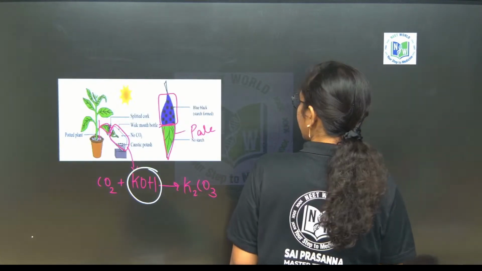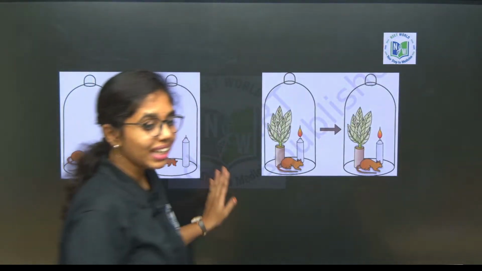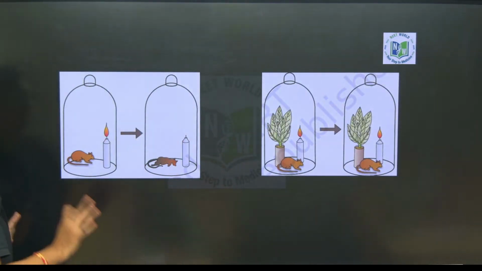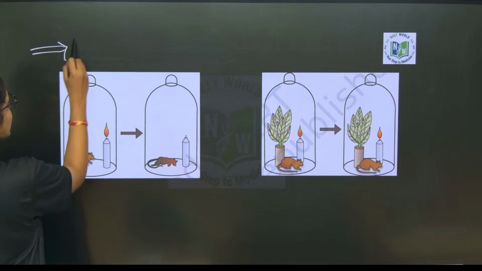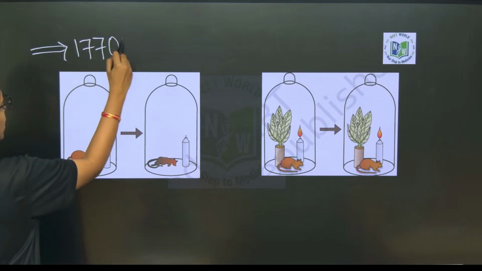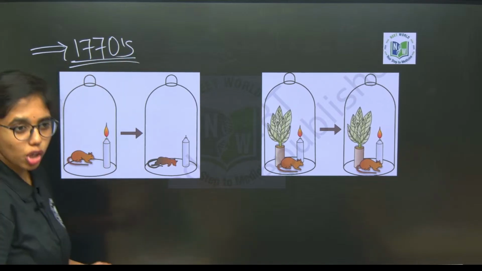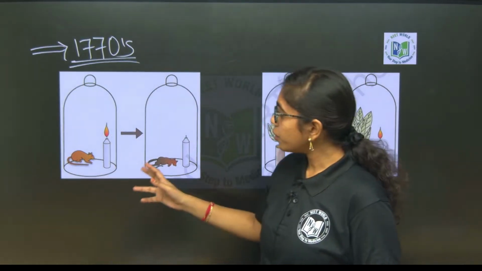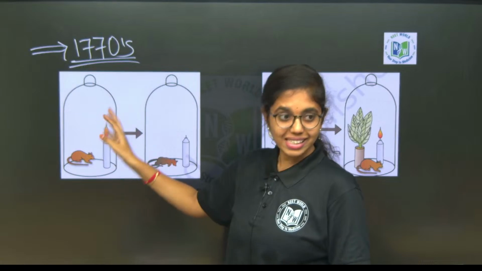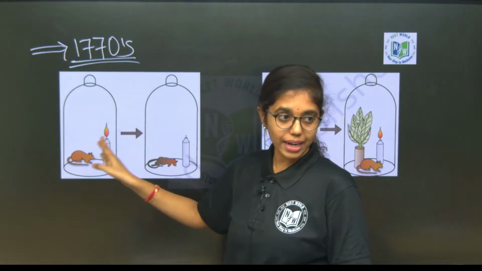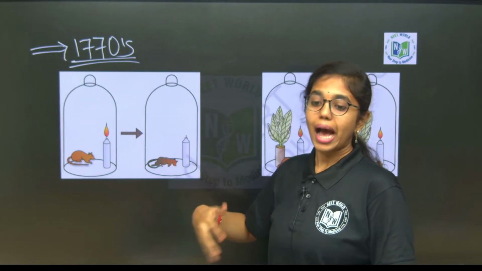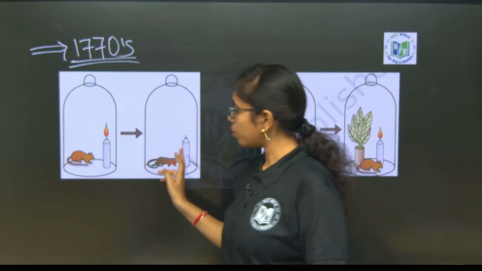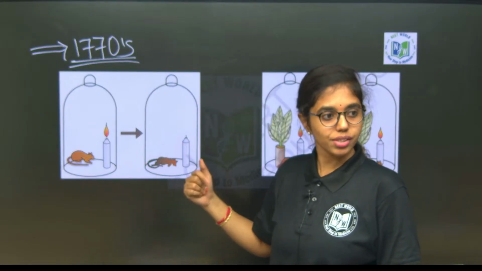So, this scientist Joseph Priestley started working on the discovery of oxygen in the 1770s. He conducted a series of experiments using mice and a bell jar. So, what did he do? A bell jar inside which he put a mouse and a burning candle. After a certain period of time, the candle went out and the mouse died.